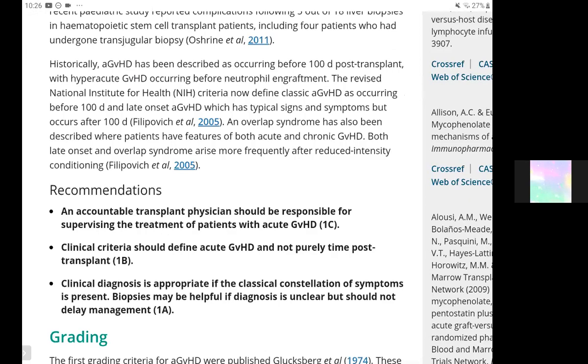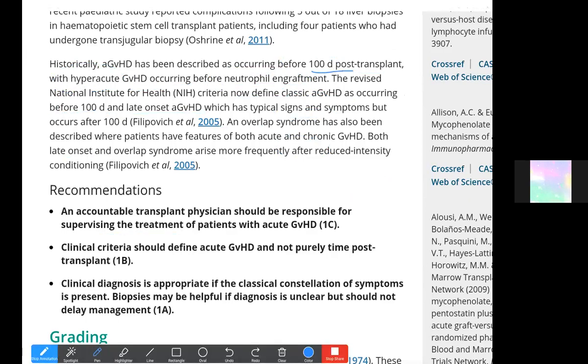Now, historically, acute GVHD can be described as occurring before 100 days post-transplant, with hyperacute occurring before neutrophil engraftment. So hyperacute, occurring within the first 21 days, was the one which was used earlier. But now they have just divided it into the classical acute and the late onset acute GVHD. The classical occurs before 100 days and the late onset occurs after 100 days. And there's now this overlap syndrome, which has features of both acute and chronic GVHD.